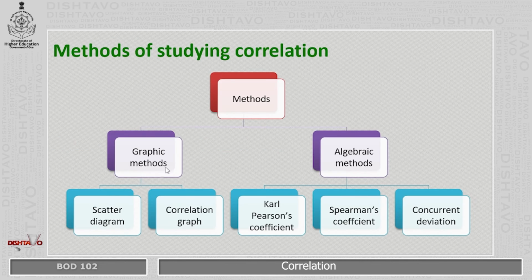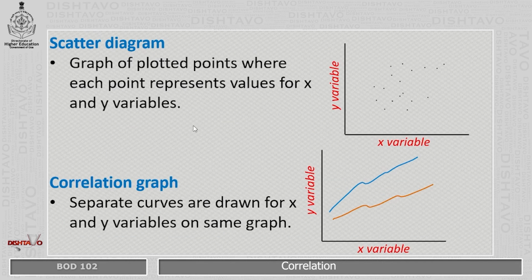There are several methods of studying correlation. The two main methods are graphic methods and algebraic methods. In case of graphic methods, there are the scatter diagram and the correlation graph, and in case of algebraic methods, it can be Karl Pearson coefficient, Spearman's coefficient, and concurrent deviation. A scatter diagram is basically a graph of plotted points where each point represents the value of x and y variables. And a correlation graph has separate curves drawn for x and y variables on the same graph.